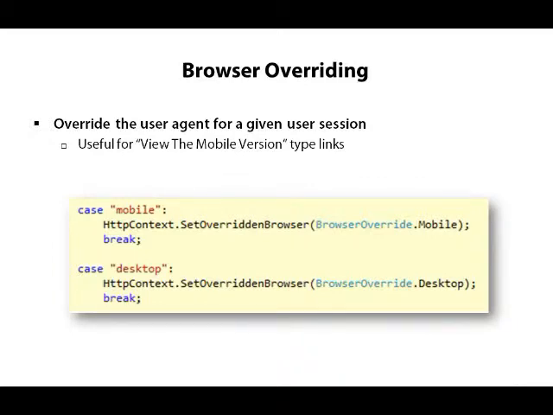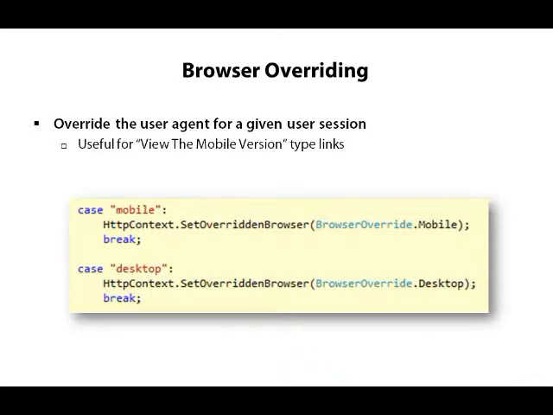Why is this useful? Because you might have someone looking at your site with a mobile browser, but they really would like to see the desktop version of your site because maybe their tablet is large enough to work with the desktop site comfortably. In that scenario, you could provide a link or a button that says, view the desktop version of the site, and when the user clicks the link, you'll override their browser for the remainder of their session, and they'll be looking at the desktop version of the site instead of getting the .mobile views.